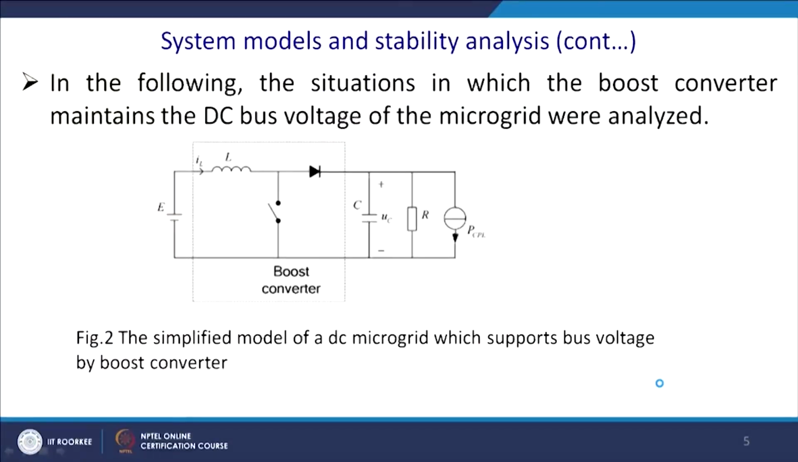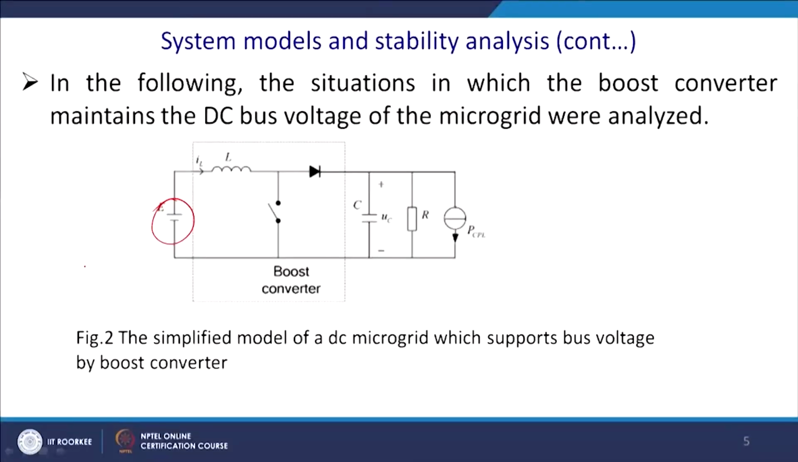Now, let us have a system model, and we may have a boost topology in the case of tracking solar MPPT, and in this case where it is replaced by your E, it can be the solar panel. And thus, in this situation the boost converter maintains the DC bus voltage of the microgrid, we need to analyze it, and we have a constant power load. Let us see.